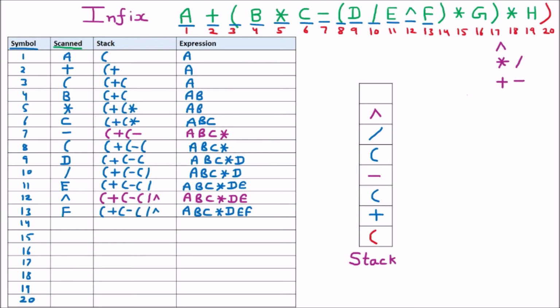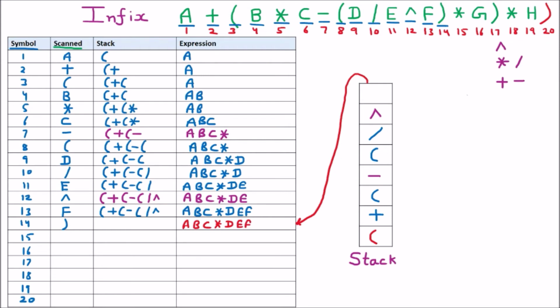Now the next symbol scanned is the closing bracket. Whenever a closing bracket is encountered, we have to pop out the elements and put them after the expression until the starting bracket is encountered. So here we have the closing bracket. Now from here we are going to pop out the elements and put them after the expression. I am taking the existing expression here, which was A, B, C star D, E, F.